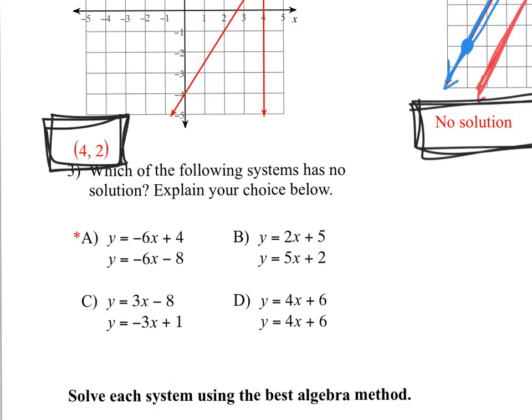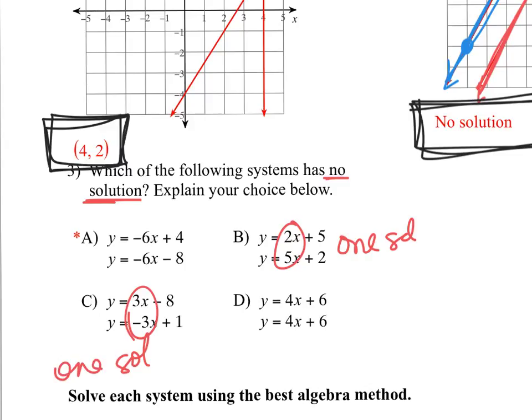All right, question 3 kind of follows on that really well. It says, which one has no solution? Well, question A, so let me back up. B and C both obviously have a solution because they have different slopes, so they're going to have one solution. The same for C. Notice they're trying to trick you on C because one's positive and one's negative, but both of those are going to be one solution.